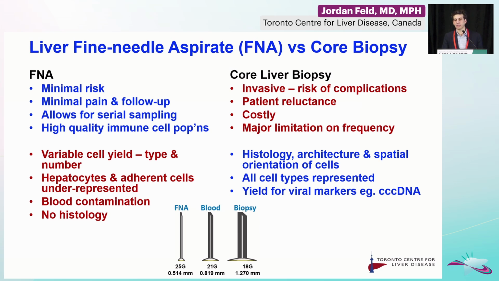On taking a full biopsy, the downside, of course, is that it's invasive with a risk of complications, and that makes patients and providers reluctant to do it. It also makes it costly, and it's really a major limitation on doing it more than once or maybe at the beginning and end of a trial. But the big advantage here is that in addition to looking at the cells, you get histology, architecture, and the spatial orientation of the cells, how they interact with each other. So all the cells are there, and it's really important also for looking at the yield for some of the viral markers like cccDNA.